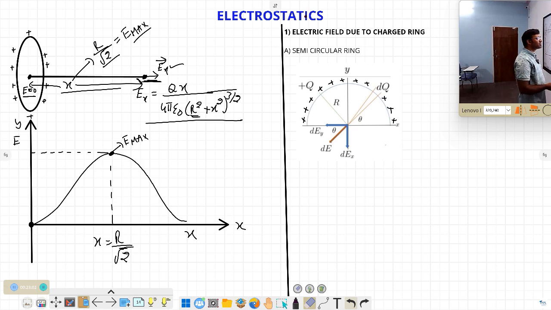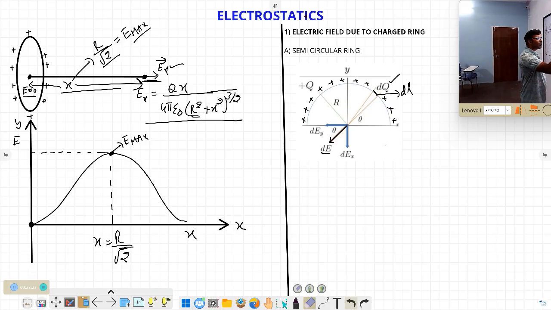Now in this case I choose a small elementary portion here. This elementary portion length I call dl. The charge on this one I take as dq. Now due to this, there is an electric field intensity. You can see the direction of this electric field here, that is dE, because due to the small charge dq, the electric field is dE.